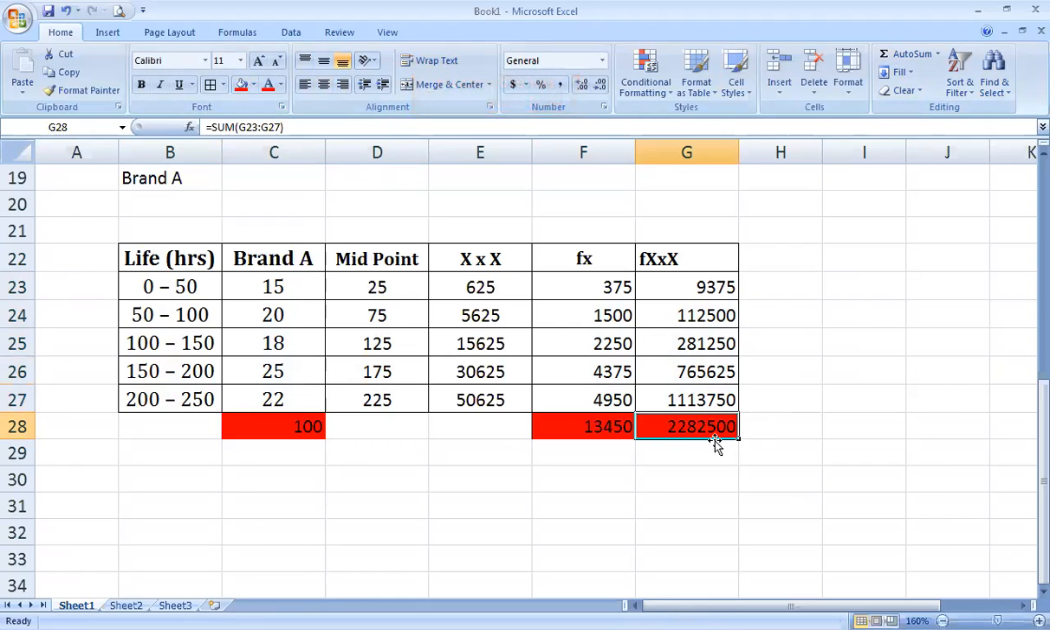Yes, sir. So now we will find our standard deviation. What is the standard deviation? Square root of sigma fx square divided by sigma f, minus sigma fx divided by sigma f, to the whole square. Any doubts? Shall we get into the topic? Let us do this one.